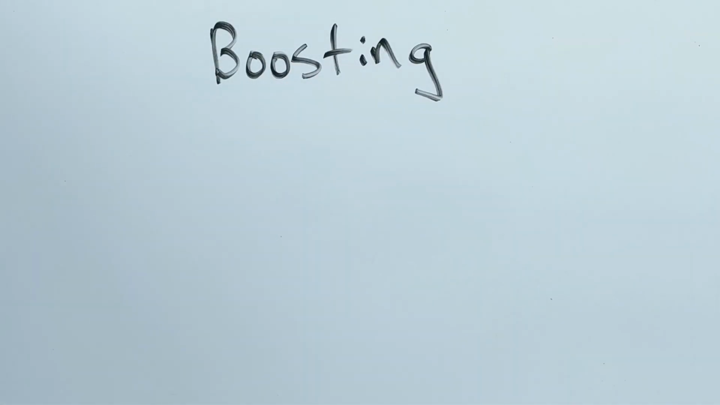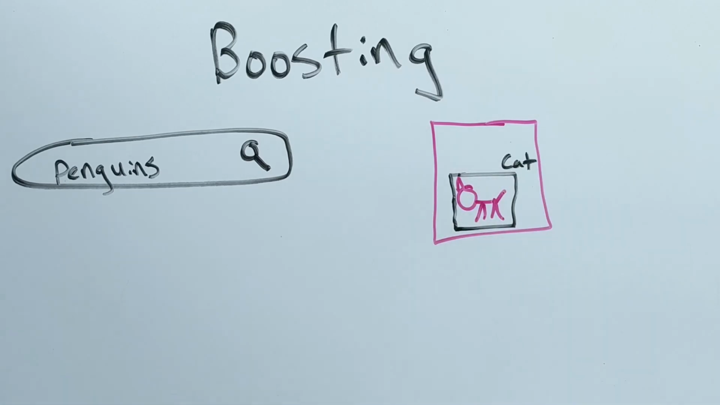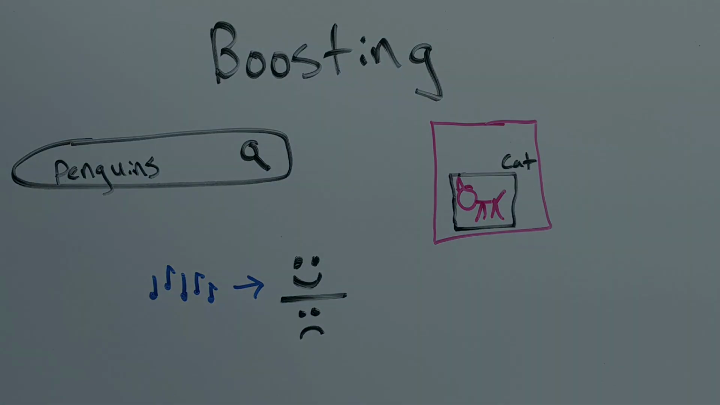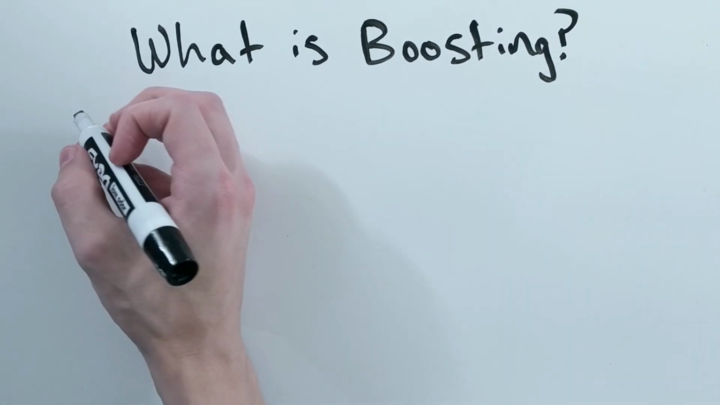Variants of boosting have been used online to improve search results, on images to better find objects, and on music to enhance the ability to detect emotions. Boosting is another method of ensembling machine learning models, similar to bagging.